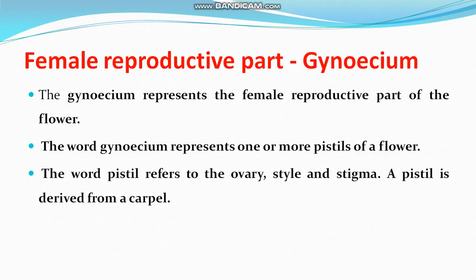Okay, let's now discuss the female reproductive part, gynoecium. The gynoecium represents the female reproductive part of the flower. The word gynoecium represents one or more pistils of a flower. The word pistil refers to the ovary, style and stigma. A pistil is derived from a carpel.